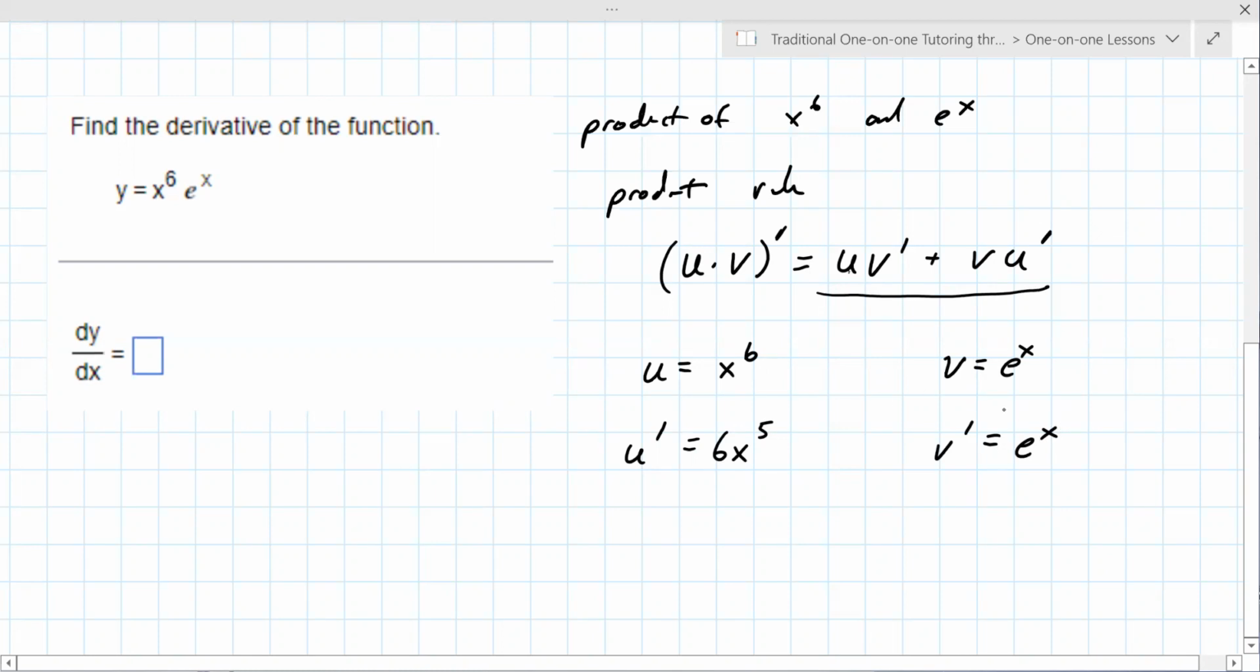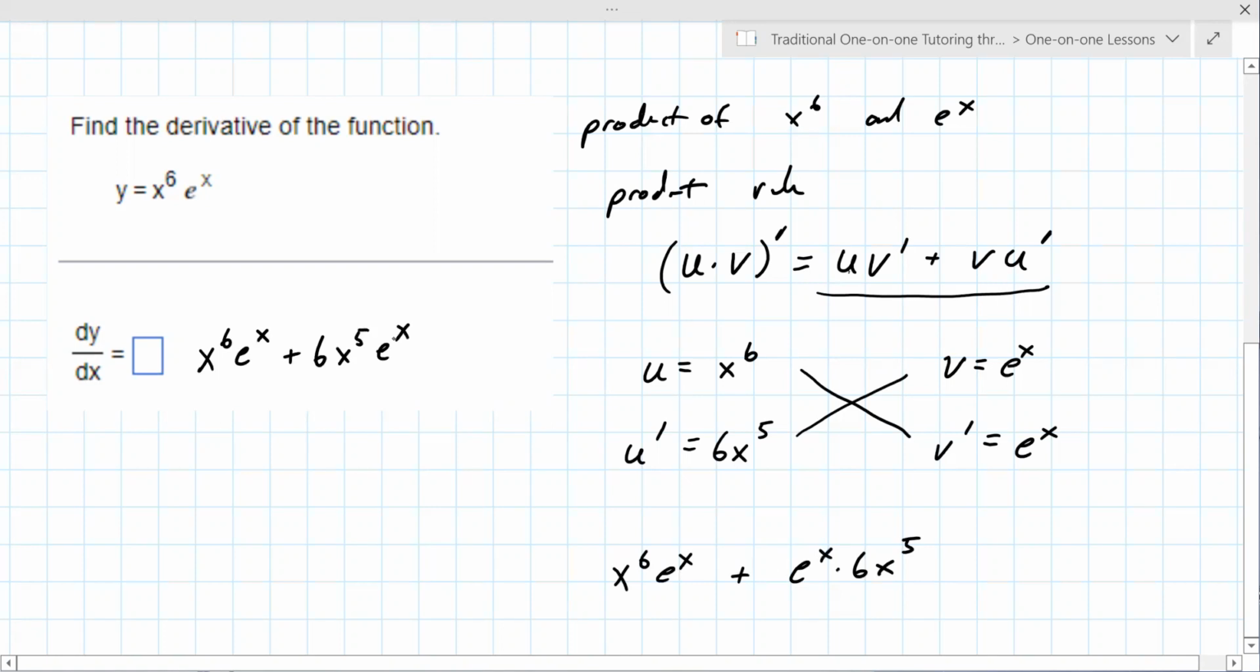So if we were in a traditional classroom, I would show you how you combine these diagonally, essentially. So the x to the 6th goes with the e to the x, and then plus the e to the x times 6x to the 5th. And just to kind of clean it up in terms of how you'd write it, we would go x to the 6th e to the x plus 6x to the 5th e to the x, just to kind of reorder it.